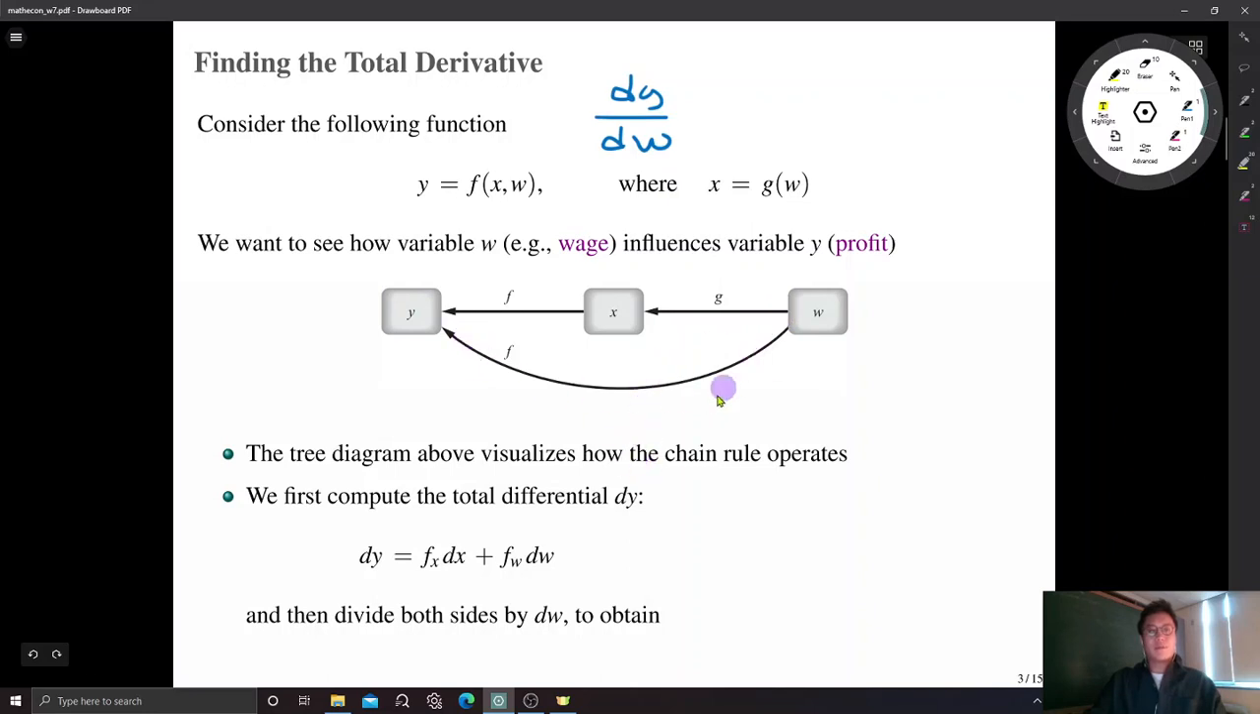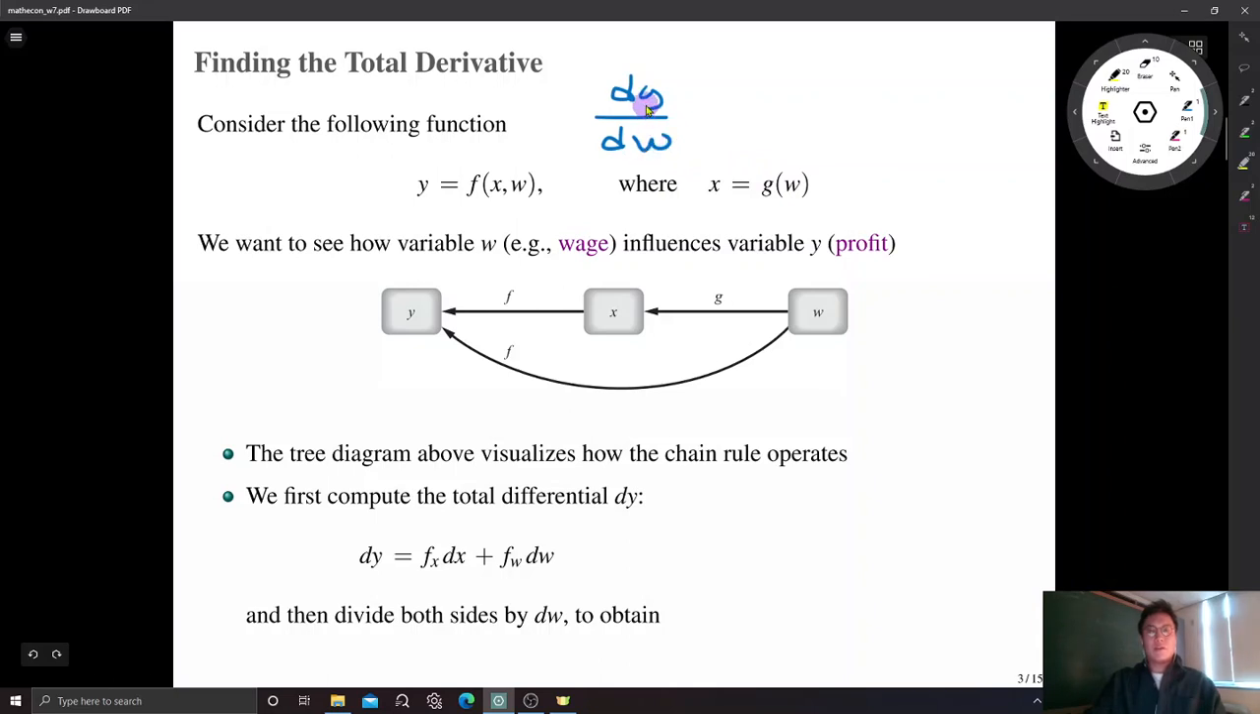So this tree diagram shows us how this function works. And then anyhow, we want to compute the total derivative of y with respect to w. So at which rate profit increases or decreases when we increase wage slightly, okay?